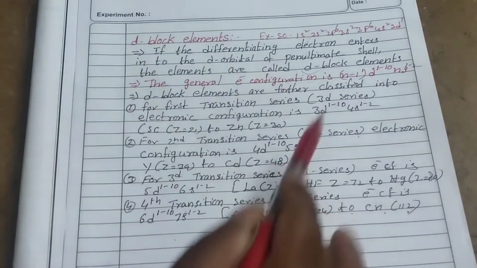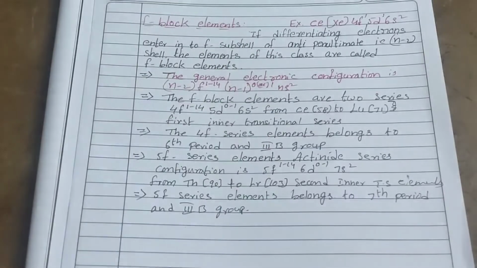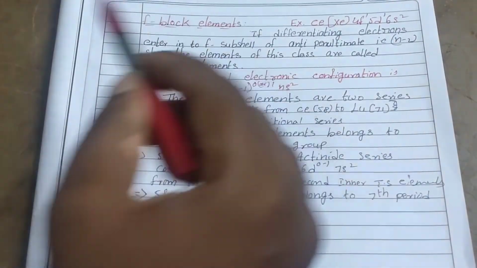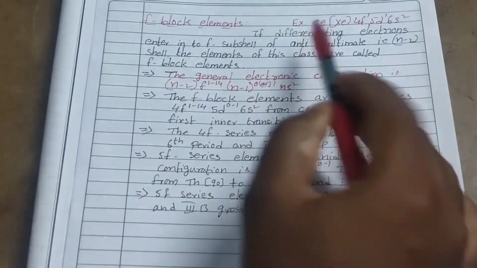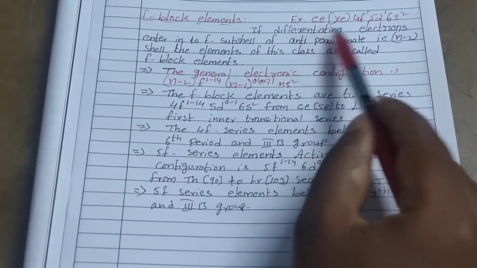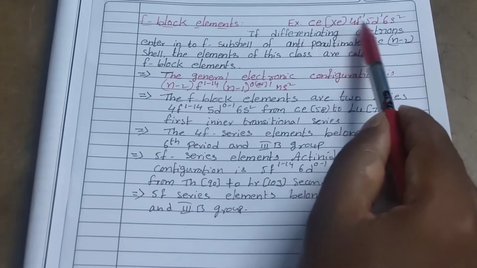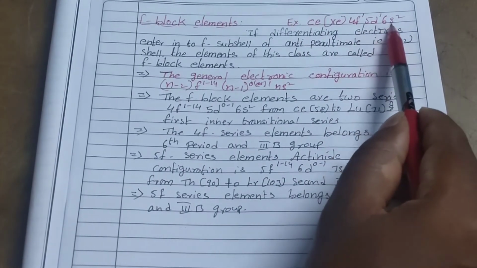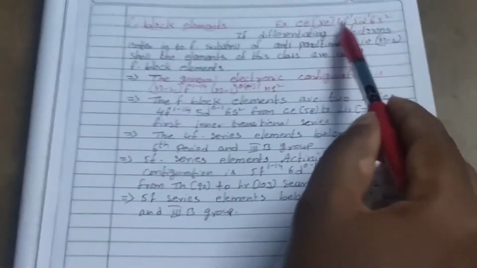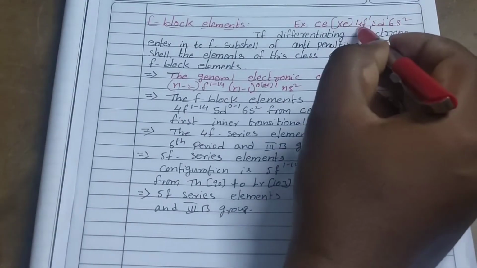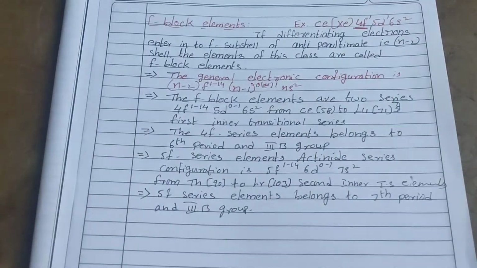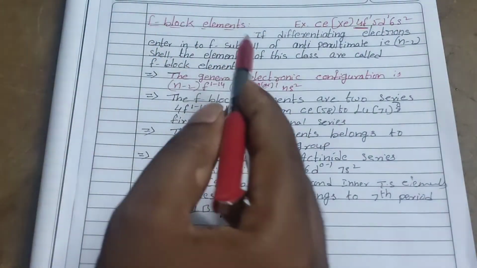Okay students, this is about the d block. Next one is the f block elements. You can see here, cerium, atomic number 58, and the electronic configuration is xenon 4f1 5d1 and 6s2. Here the last electron enters into the 4f subshell. So these elements are called the f block elements.